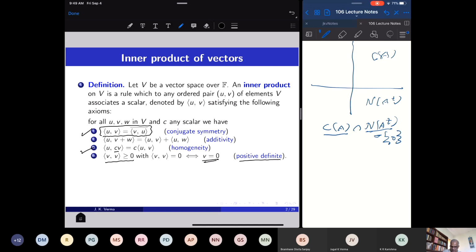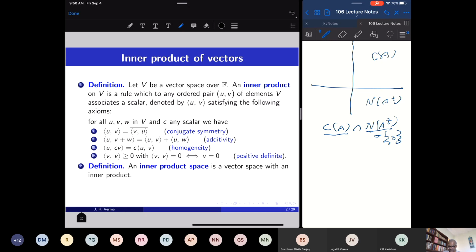Inner product of a vector with itself is always non-negative. It is 0 if and only if the vector is 0. So these 4 properties have to be satisfied with an operation on vectors, pairs of vectors. Then and only then we say it is an inner product. Okay. So an inner product space is a vector space.